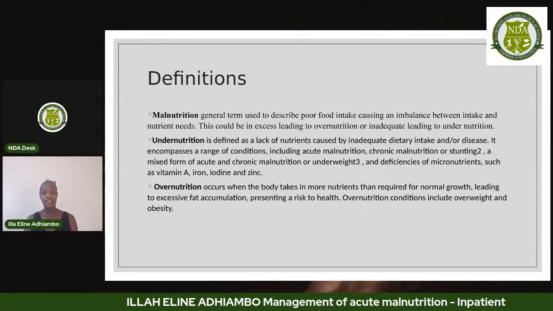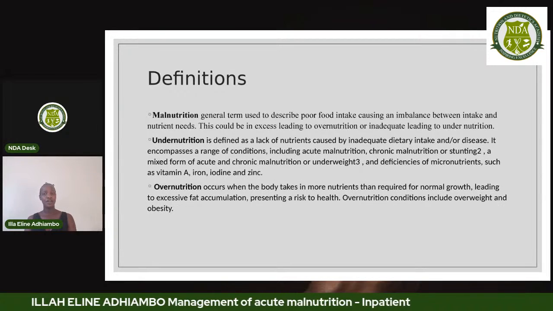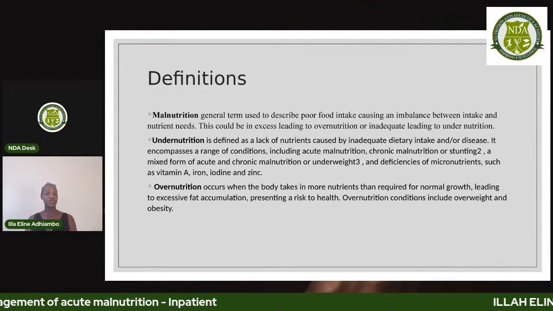Overnutrition occurs when there's excess intake of nutrients. Hence, the body stores the excess in form of fat and is also a risk to health.